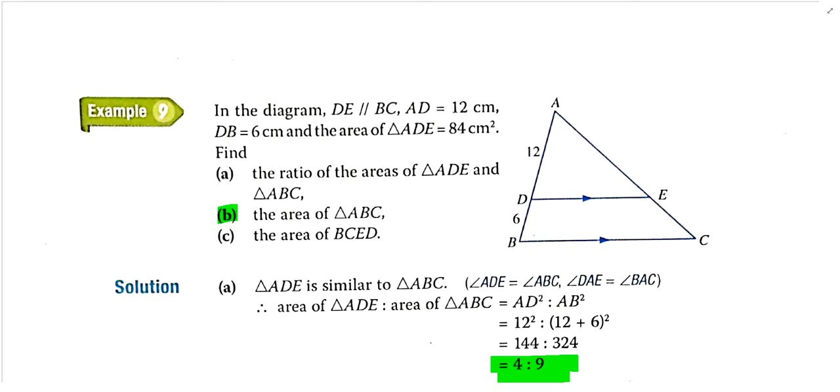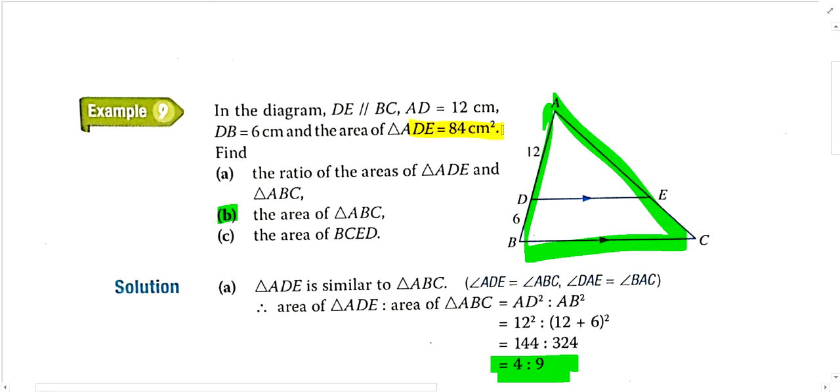Find the area of ABC, which is the big triangle. Information given to you is that the area of the small triangle is 84, so this is 84 square centimeters. Then how to find the big area?